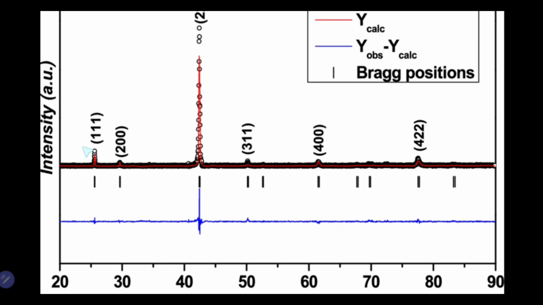So these 111 and 200 reflections in the Heusler materials are called superlattice reflections. So these 2 peaks are called superlattice peaks. So today we will discuss what the superlattice peaks are, and why they exist. So let's discuss this in detail.